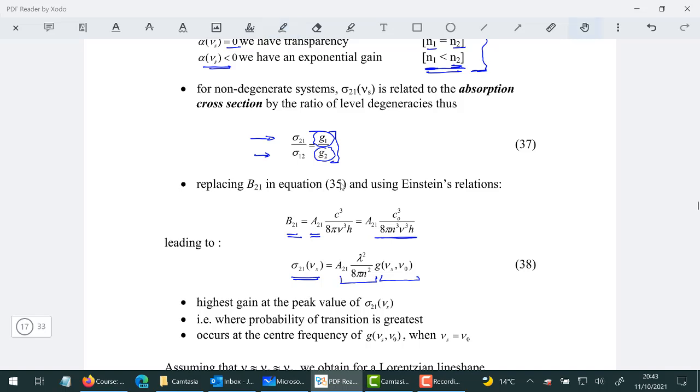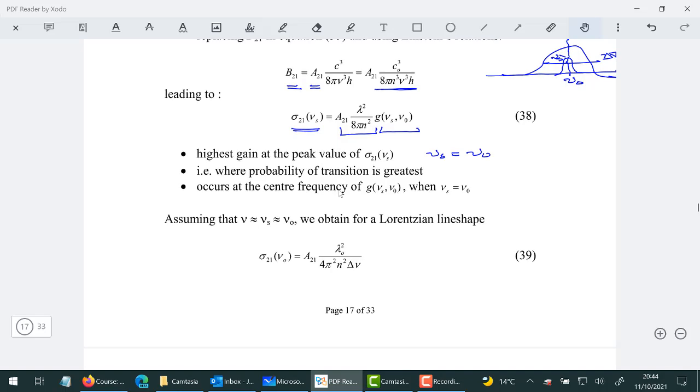So highest gain is going to be when nu s equals nu naught. So at the peak, when you've got your delta nu and you apply your signal at nu naught, that's nu s, then that's where you're going to get the most effective transfer of energy between levels 1 and 2 or 2 and 1. Okay, hopefully that makes some sense. The probability of transition is greatest.